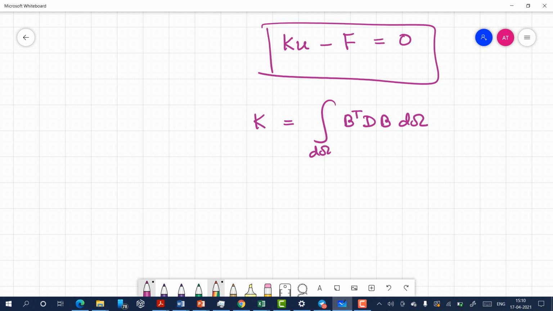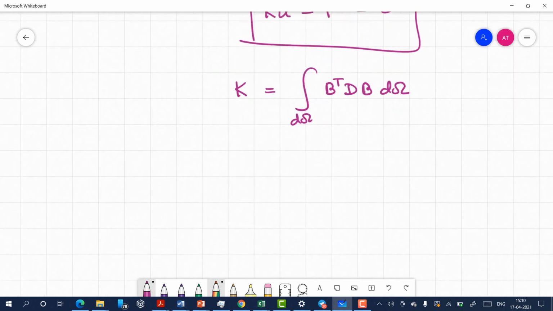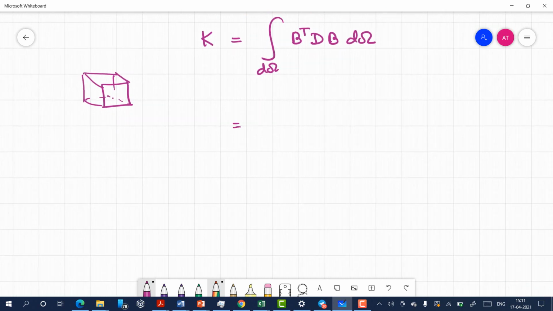This integration is going to be over the element. If it is a quadratic element, it is going to be over this element. If it is a three-dimensional element, I have to do the volume integration. If I am dealing in 2 dimensions, I have to do the surface integration. Okay, so I can change any integration which is being done over volume to an integration in the local coordinate system.